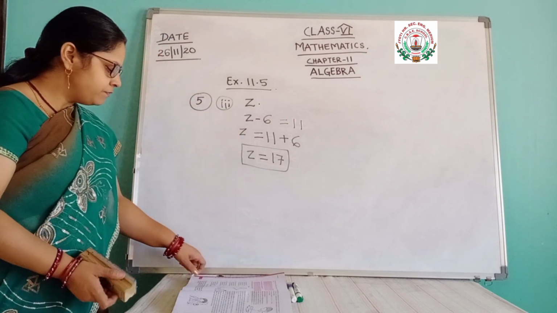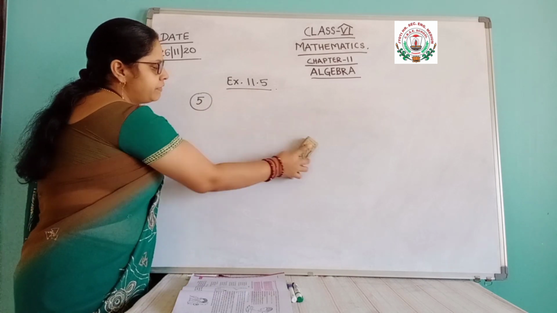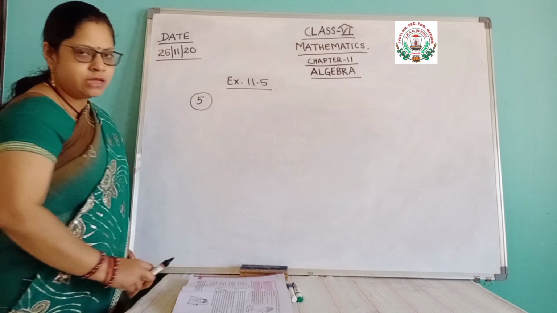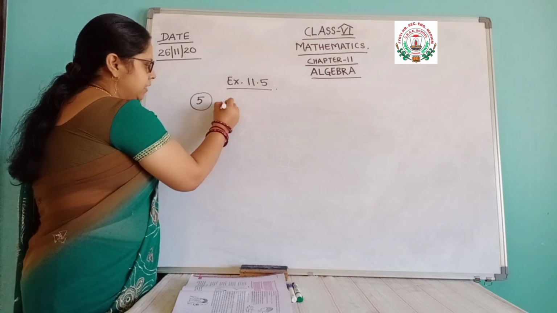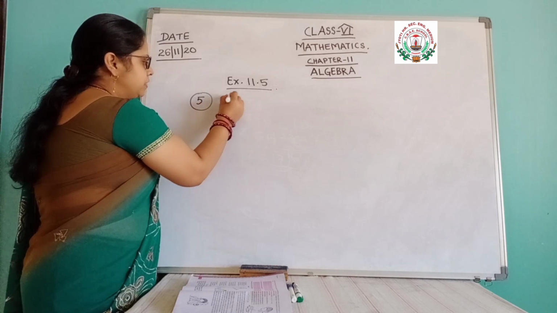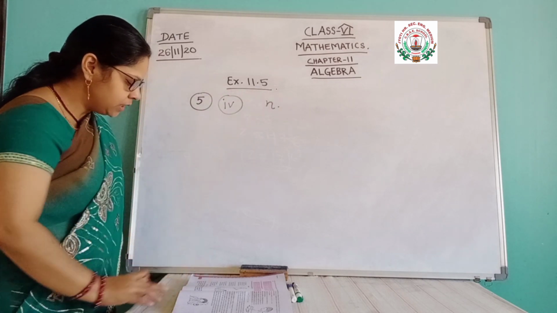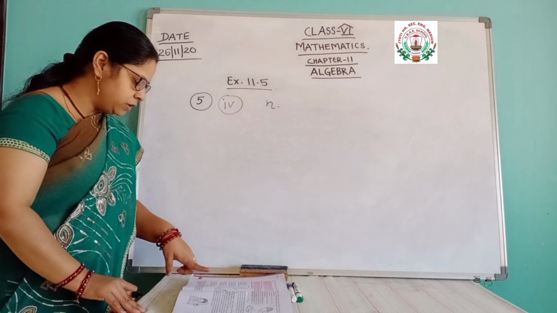Now coming to the fourth question. Three of the variables we have already used, x, y and z. Let us take any other, a, b, c, anything. Let us take n. Fourth part I am talking about. Let us take the number n. Tell me who I am.